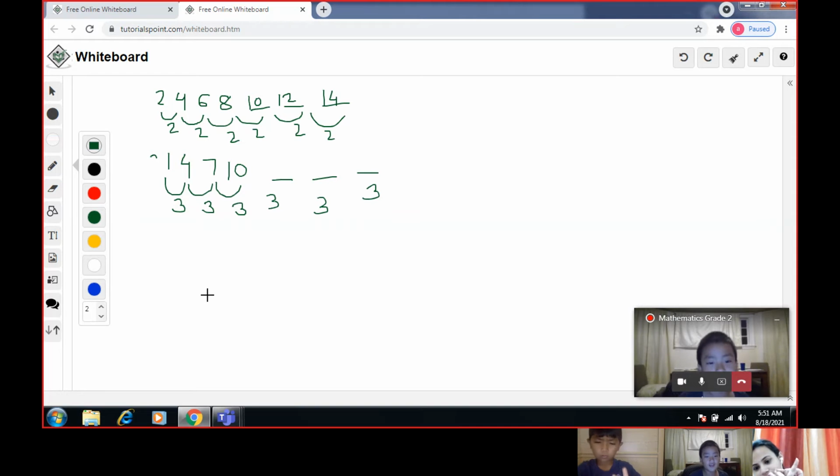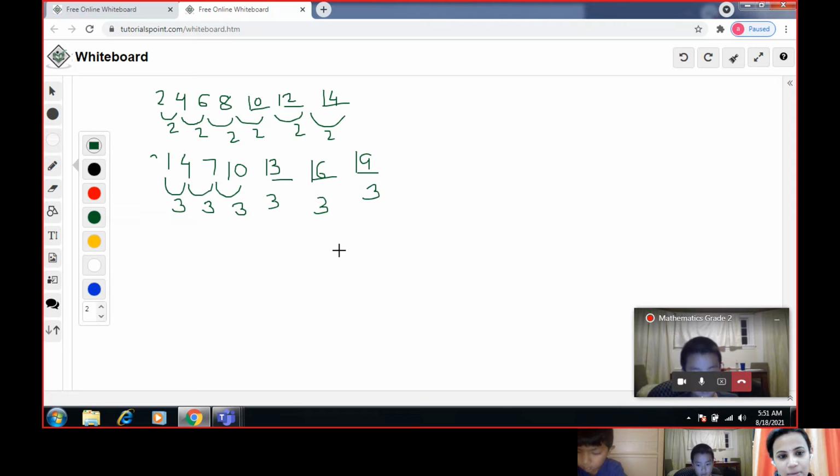11, 12, 13. Then 14, 15, 16. And then 17, 18, 19. Now counting by threes. Yeah, by 3 it is increasing. We have to count up to 3, right? 3 fingers. So, like this pattern can be any.